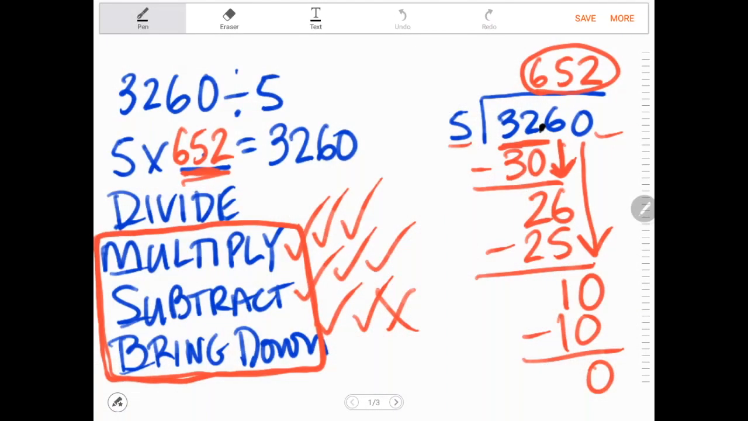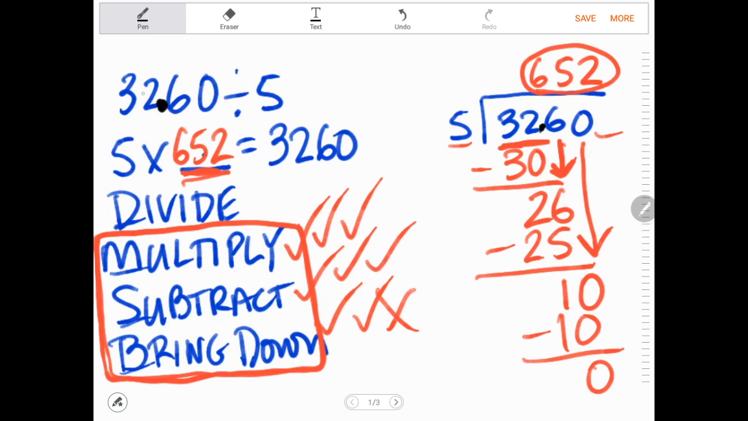Hi everyone. I'm going to talk about dividing decimals, and in a previous video we did this problem here, 3,260, divided by 5, and I was just showing you the long division algorithm using whole numbers. But now we want to take this a step further, and we want to use the long division algorithm, only we want to have decimals. So what do we do? We have to take care of the decimals somewhere.